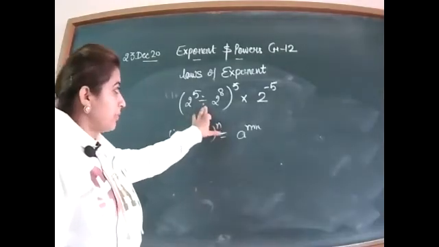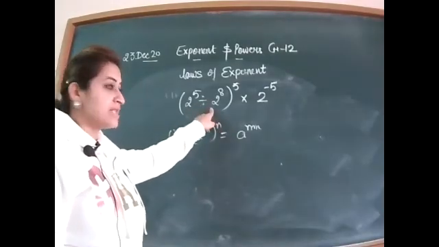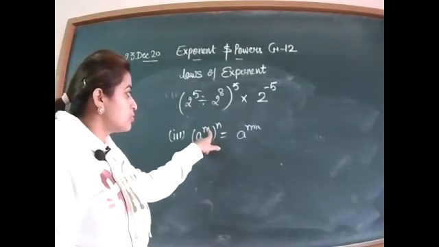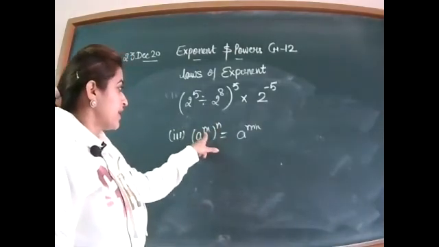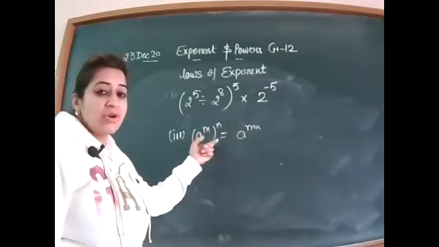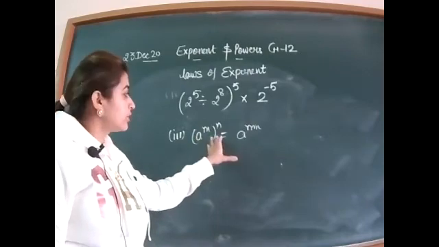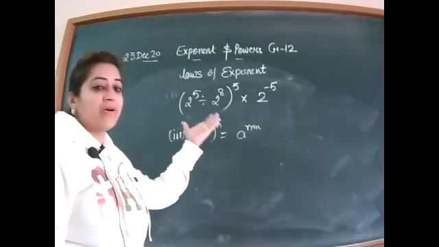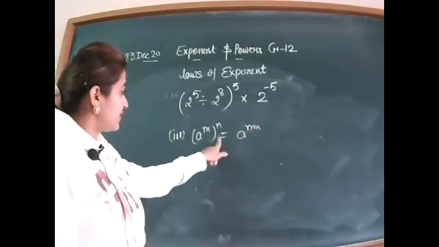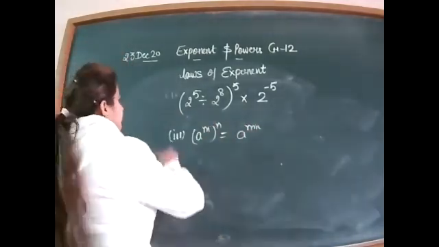I have written one example, but before starting this example, let's see the third law of exponent, that is a raised to power m whole raised to power n. If two powers are given to you, then you will multiply the two powers. If instead of 2 powers, more than 2 powers are given, like 3 powers, 4 powers, then you will multiply all the powers together. So let's use this law in this.